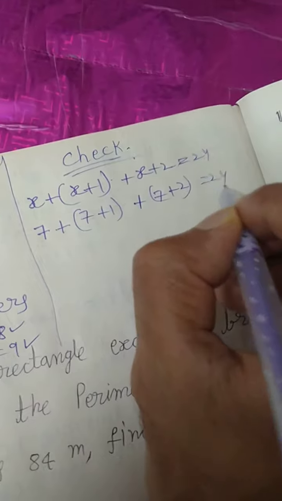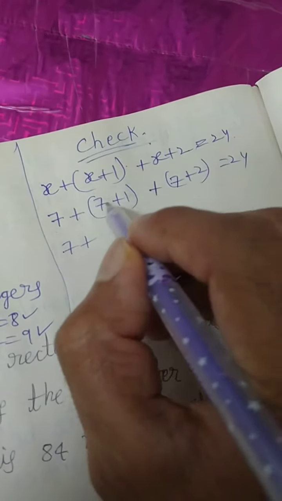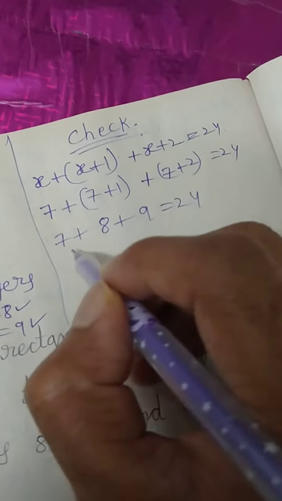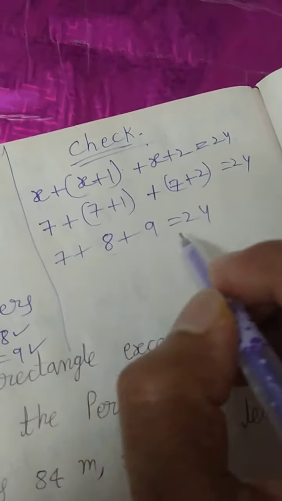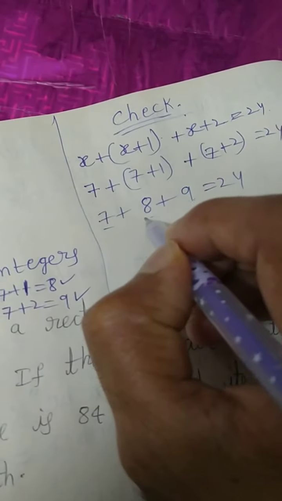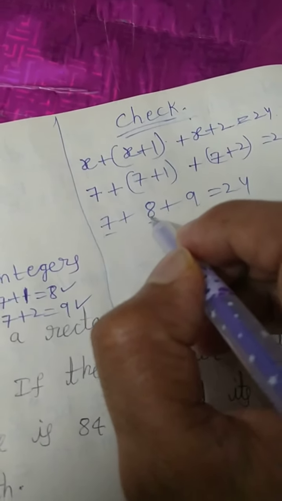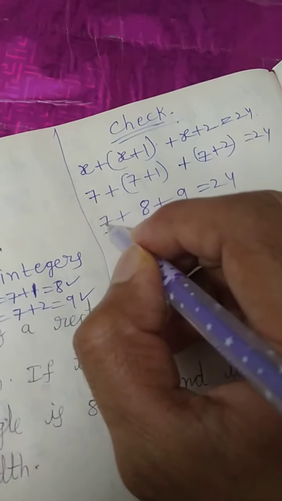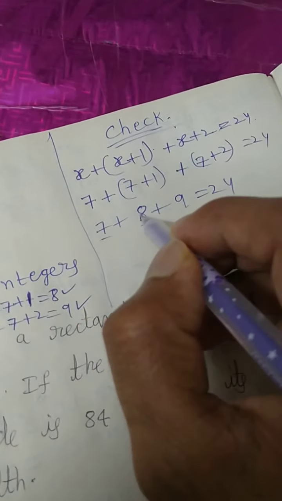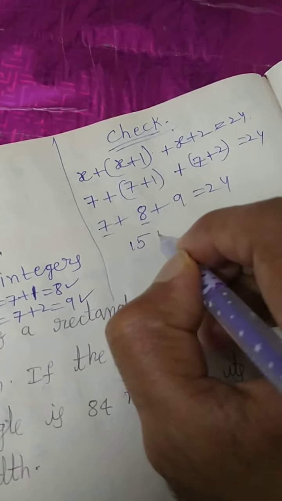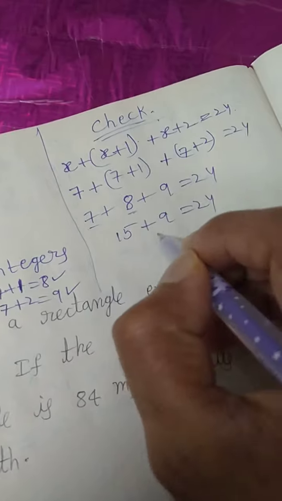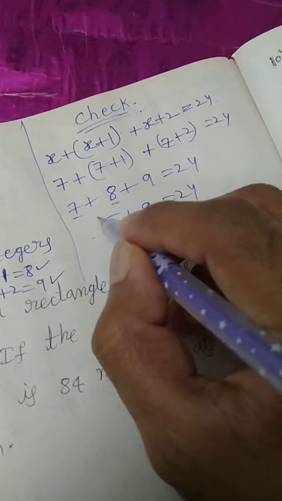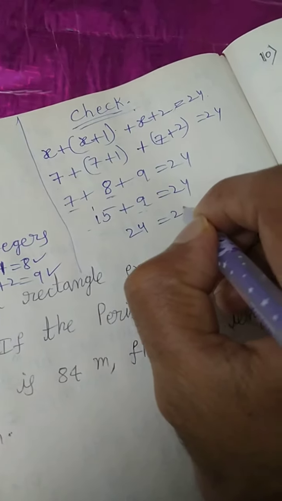Okay, this is 24. So here 7 plus 1 is 8, 7 plus 2 is 9, is equals to 24. Whether 7 plus 8 plus 9 is 24 or not, we have to check. So first 8 plus 7, what is that? Generally 8 plus 8 is 16. Here instead of 8 plus 8, 8 plus 7 is there, so one number is reduced from 16. So that is 15. 15 plus 9 is equals to 24. What is the answer? 9 plus 5 is 14, 1 will be left over, 1 plus 1 is 2. So 24 is equals to 24.